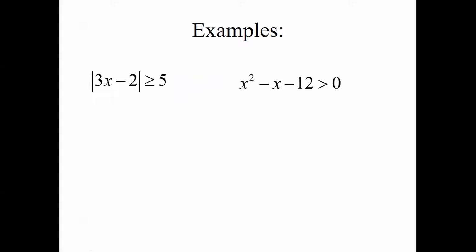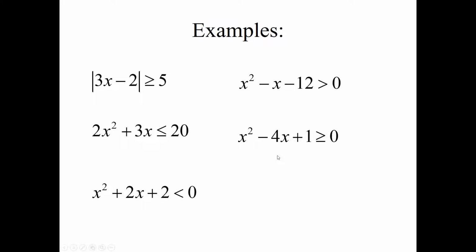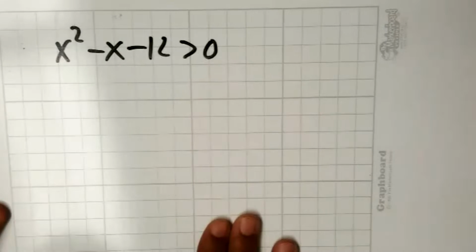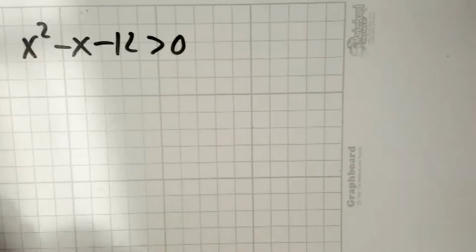And I think I'll do that one here. Whiteboard. So x squared minus x minus 12 greater than 0. All right. Okay, you guys see the whiteboard there? Yeah, all right.